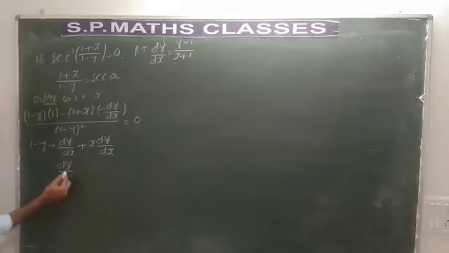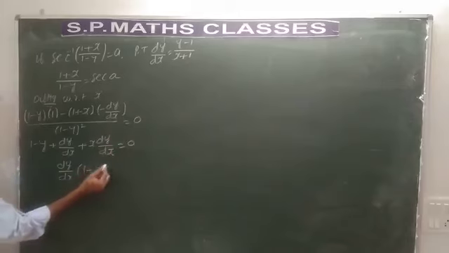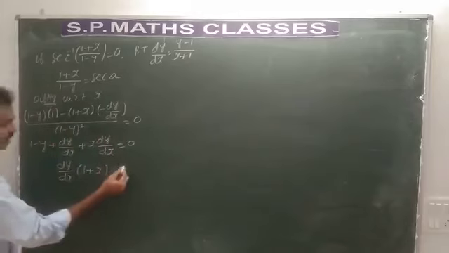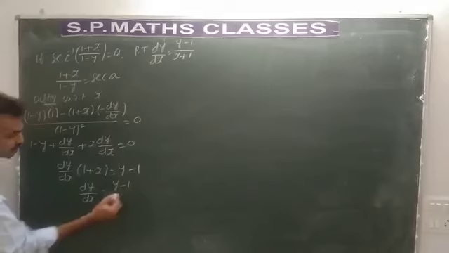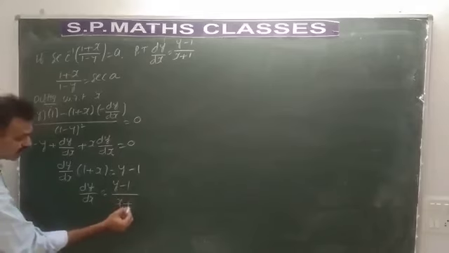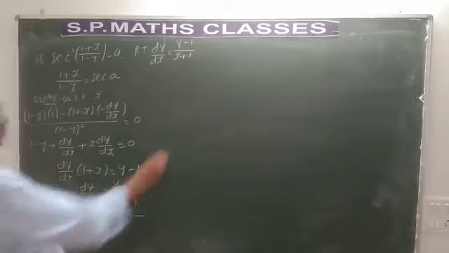Okay, you take dy by dx as common factor: 1 plus x. Take that to RHS, it becomes y minus 1. Hence, what is dy by dx? dy by dx is y minus 1 divided by x plus 1. That's the answer. So please see here, minus into minus plus 1 into dy by dx plus x into dy by dx. dy by dx common factor 1 plus x is equal to y minus 1.